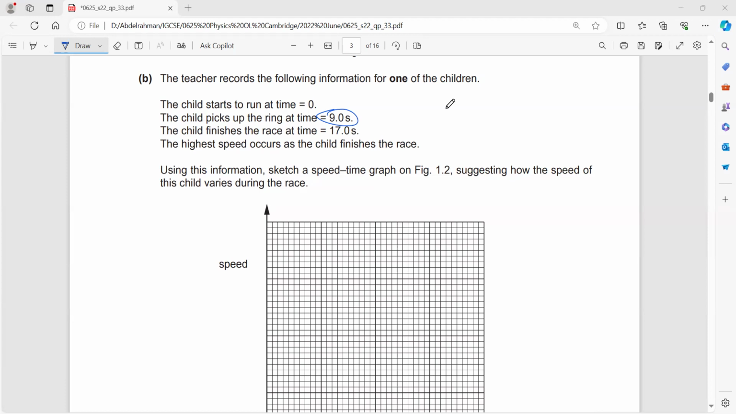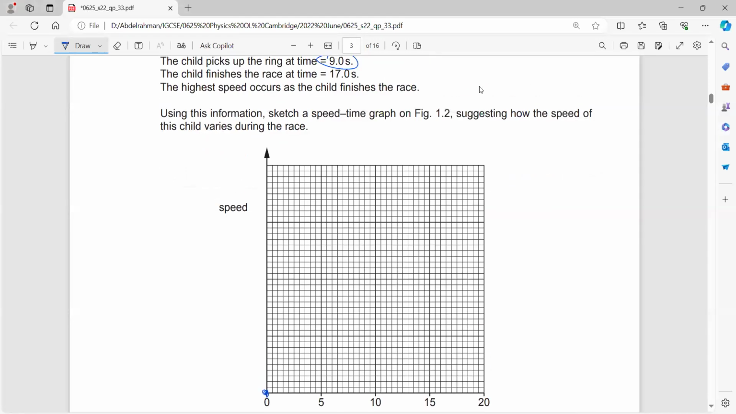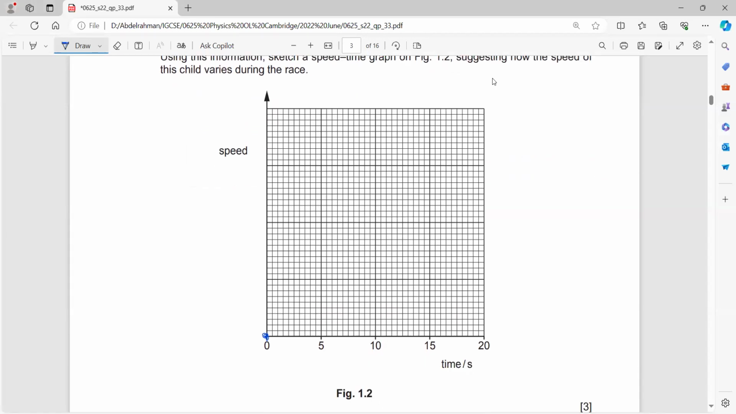Right. When I'm picking up the ring, I ran all the way towards the end of the race, the end of the line, and I picked up the ring. Shouldn't my speed be equal to 0? Yes, it should be equal to 0. Initially my speed was 0. I ran all the way towards the end of the race and picked up the ring, so at time 9 seconds when I'm picking up the ring, the speed should return back to 0.